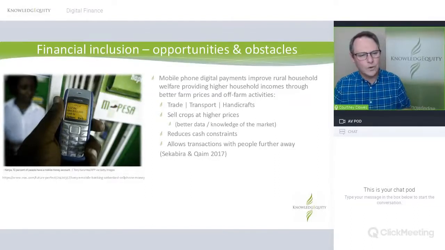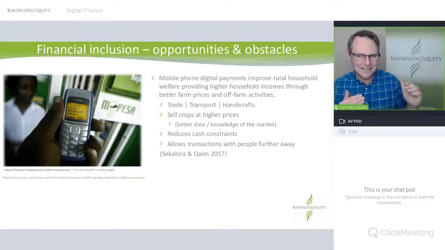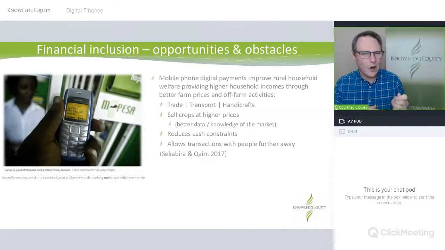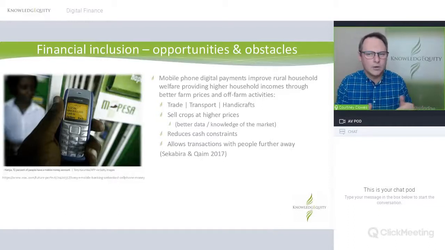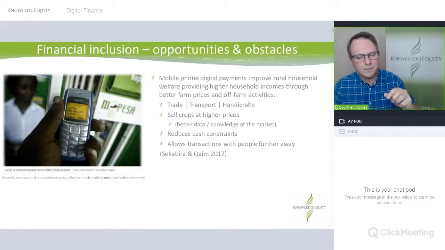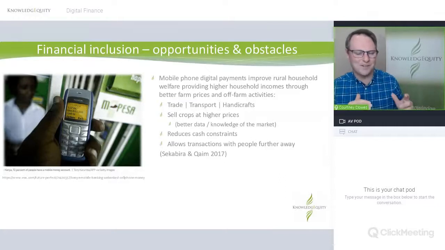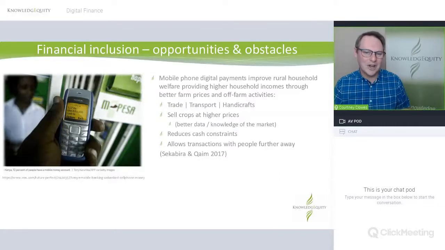And not only that, with mobile phones, you get data about what the prices are in the city and overseas. So if you're selling coffee and you previously only knew the price that the person who came to your farm gate was willing to pay, you would often get exploited and get a very low price. But if you know that coffee is really popular at the moment and the market price is much higher, you can demand more money. So better data, more knowledge of the market gives you higher crop prices.